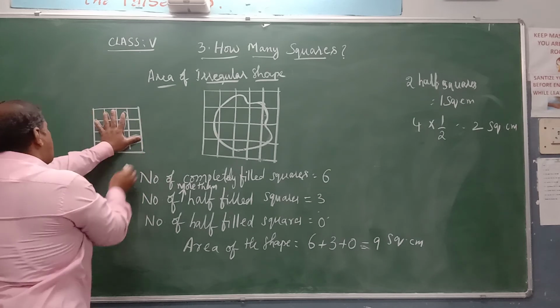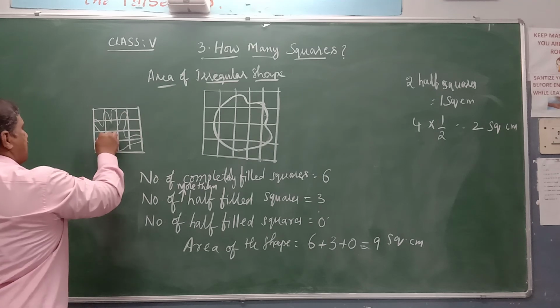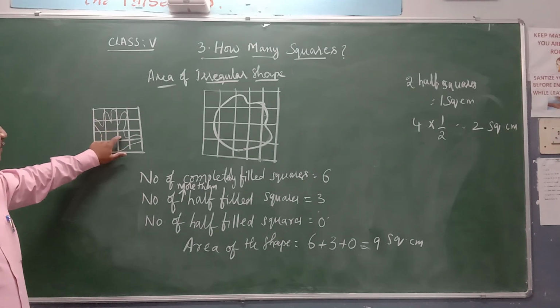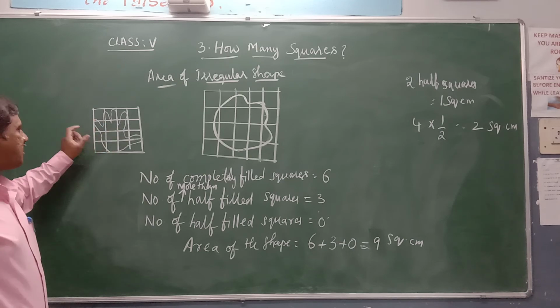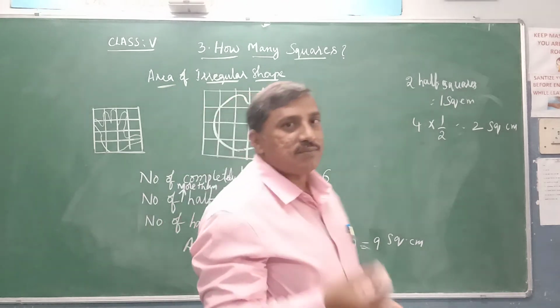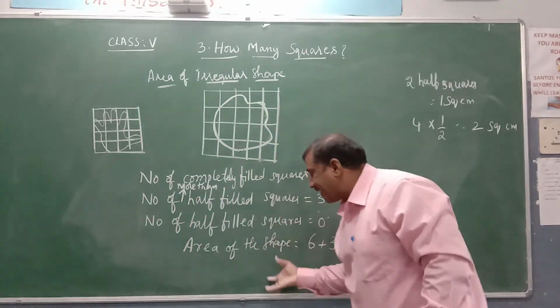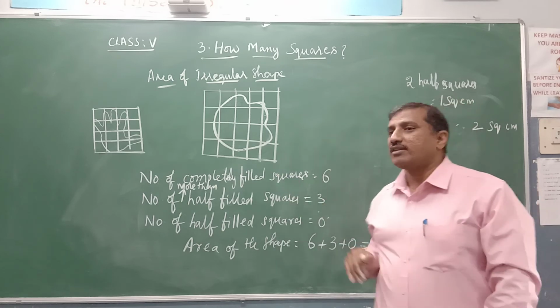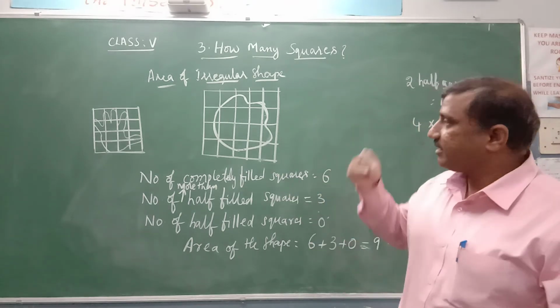Ask your friend to trace his hand like this. Now you count. This is also an irregular shape. It is occupying some squares completely filled, some squares less than half filled, some squares more than half filled. Count, and like this you will find the area of your hand and compare it with the area of your friend. Clear how to find it here?